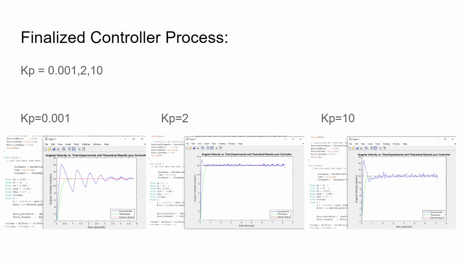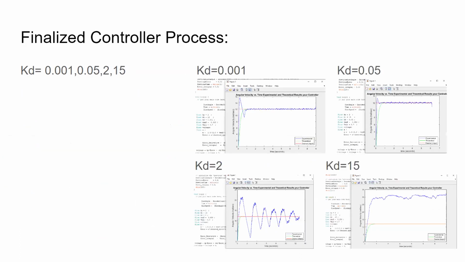With a KP value, we tested from 0.001 to 10, and notice that as it increases, we experience less wide oscillations, but then with a super high value like 10, we're getting a more consistent jagged response. 2 seems to be an optimal value. While it oscillates, it does oscillate more closely to the desired value of 2.